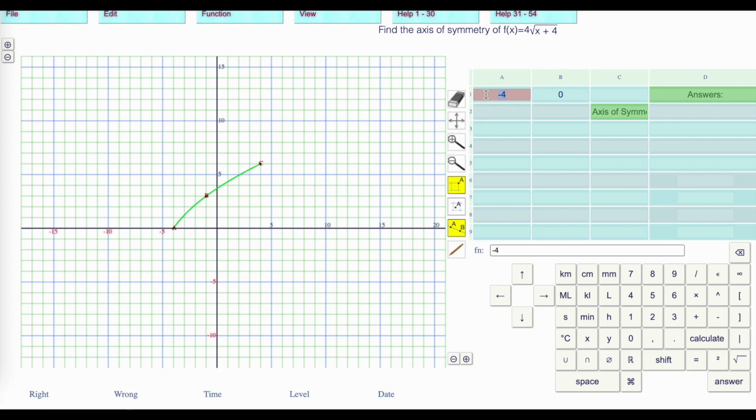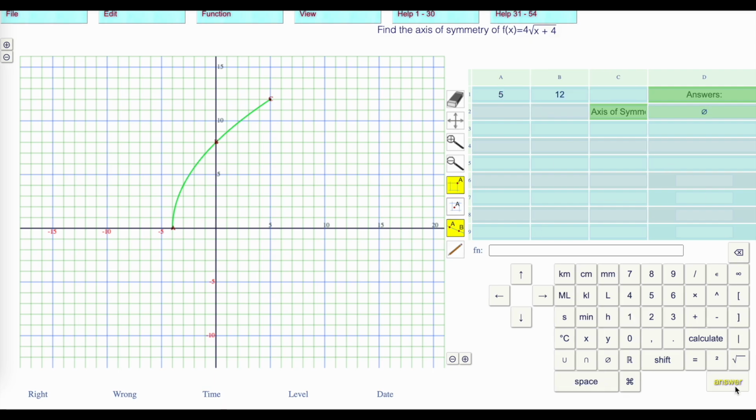When x is equal to 0, y is equal to 8. When x is 5, y is 12. This is what our graph is going to look like. It's just going to keep opening up, and it's not symmetrical along any axes. There's no way that we can get a symmetrical curve off of this. There is no axis of symmetry on the square root function. So we'll put null set and answer.